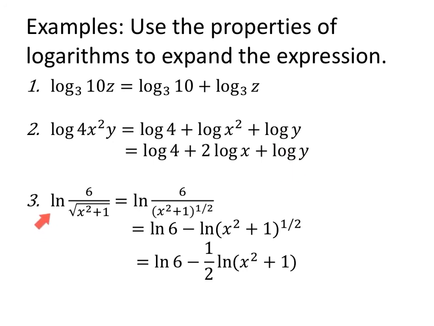Number 3, natural log. Remember, that's an L. It's an L, not an I. ln of 6 over the square root of x squared plus 1. I'm going to rewrite my square root as the power of 1/2. Great technique. Keep that in mind. So I'm looking at this and I have a quotient. So I'm going to subtract: natural log of 6 minus the natural log of everything from the denominator. That 1/2 is an exponent, so it comes down in front into multiplication. Natural log of 6 minus 1/2 natural log of x squared plus 1. X squared plus 1 is addition inside a logarithm. Nothing can be done to simplify it.